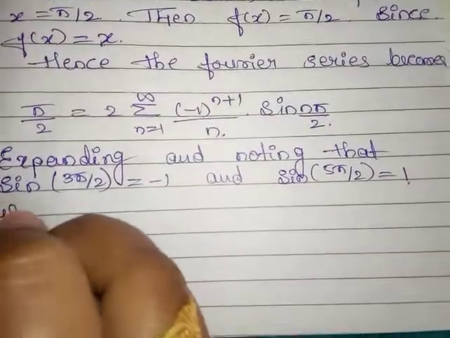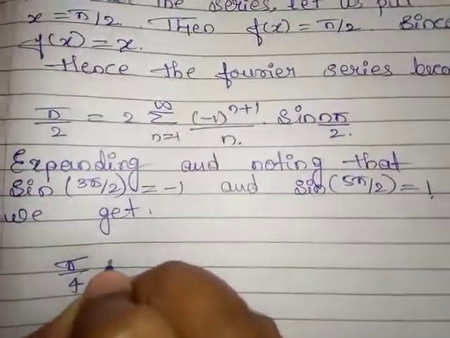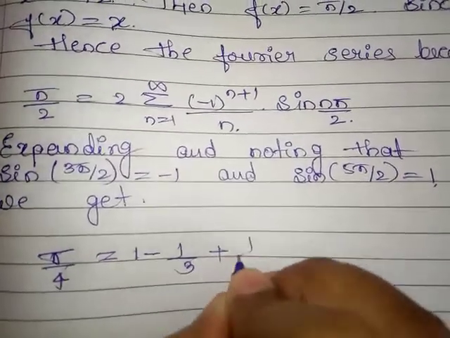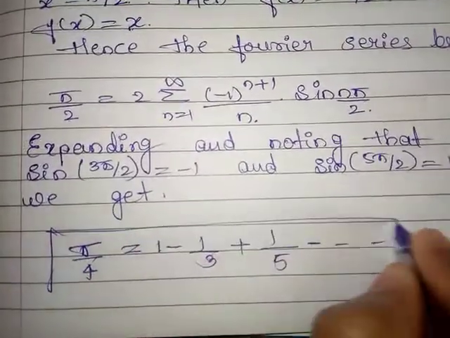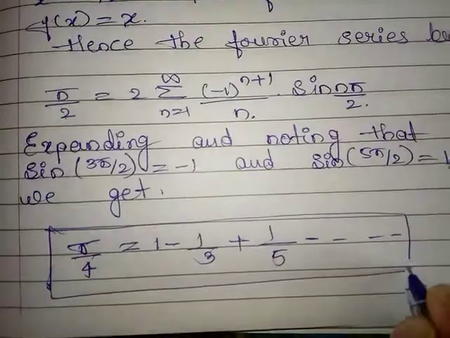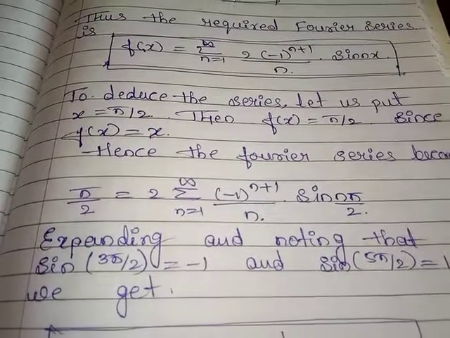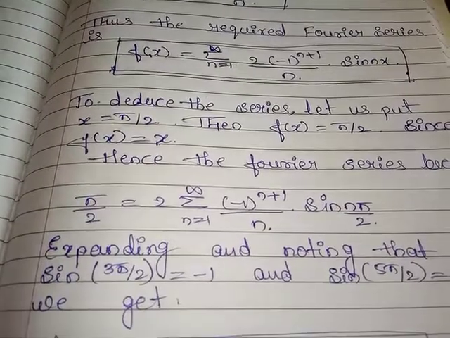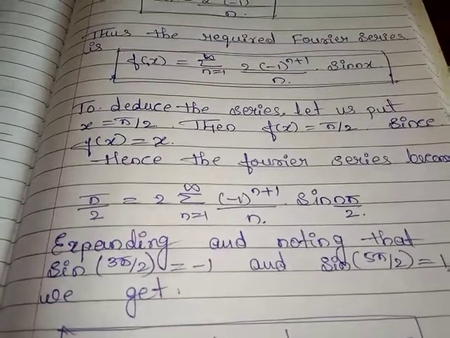We get, take this 2 here, it will be pi by 4 is equal to 1 minus 1 by 3 plus 1 by 5 minus and so on. This is the required series which we have to deduce here. Like this you have to solve the examples, means to find the Fourier series for the given function when our f of x lies in 0, 2 pi.